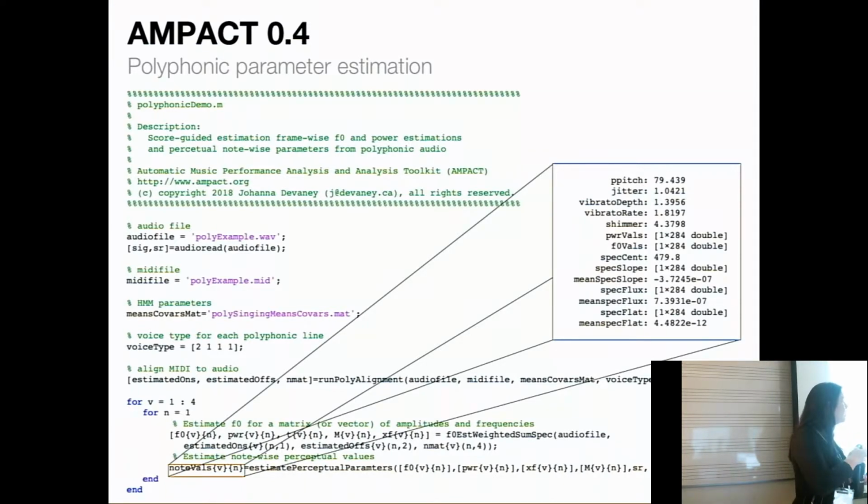And so likewise, I have this mean spectral slope, but I'm also outputting all of the frame-wise values, because that might not be what you're interested in.